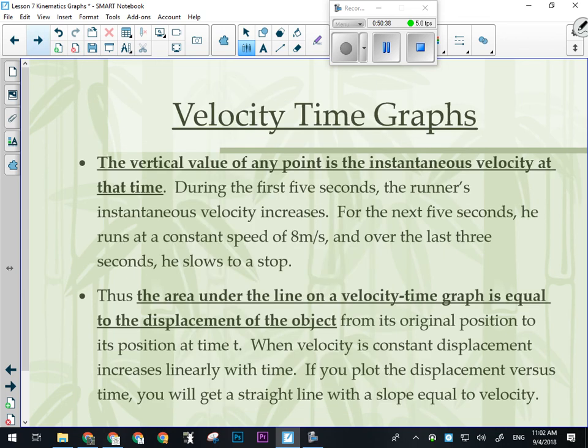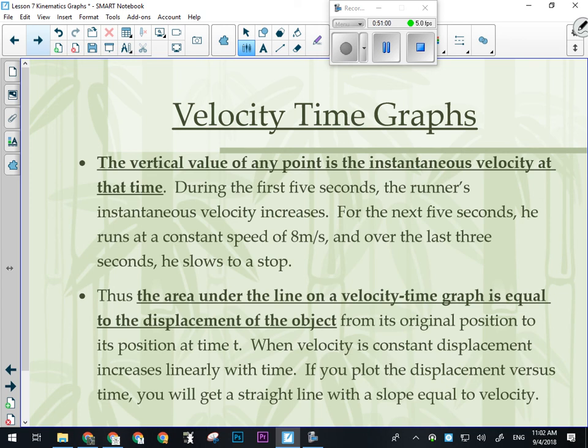So things to remember about velocity versus time graphs. What can you read right off of a velocity versus time graph? The velocity of the object and the time it occurs at, because that's all it shows, velocity and time. The slope of the line can help you calculate the acceleration. The area under the line can help you calculate the displacement.